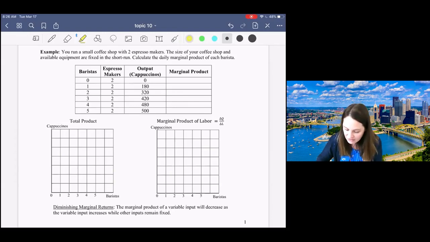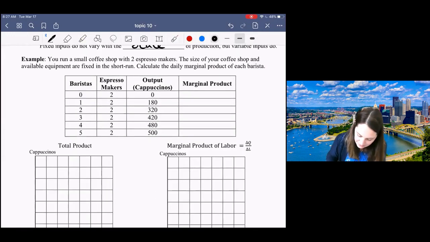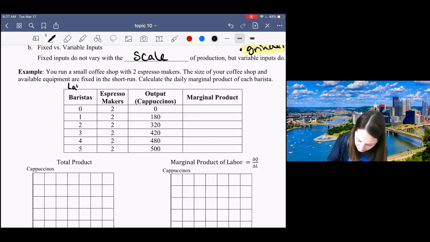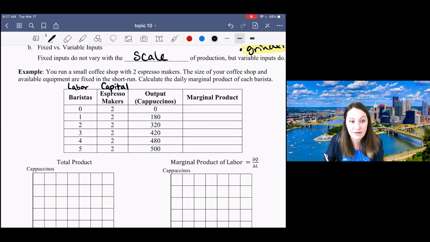Instead of a function to describe production, I'm going to give you this table to describe production. And this table tells you the relationship between the inputs and output. You'll notice here we have two inputs. We could think of barista as labor and the espresso makers, that would be capital. Typically in economics, we're going to assume that labor is variable and capital is fixed.